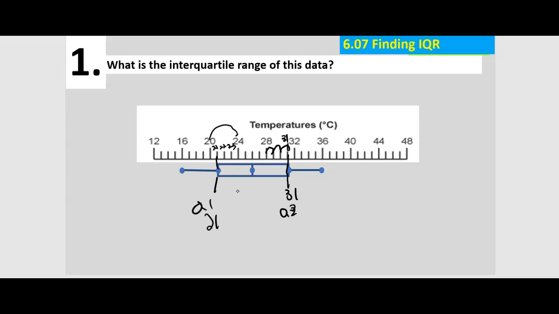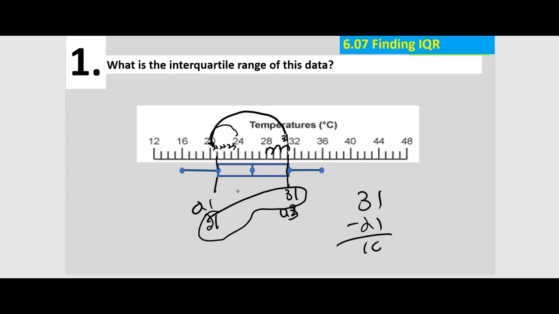Third quarter, we take the 21 and the 31 and subtract. Take 31 minus the 21. 31 minus 21 is 10.